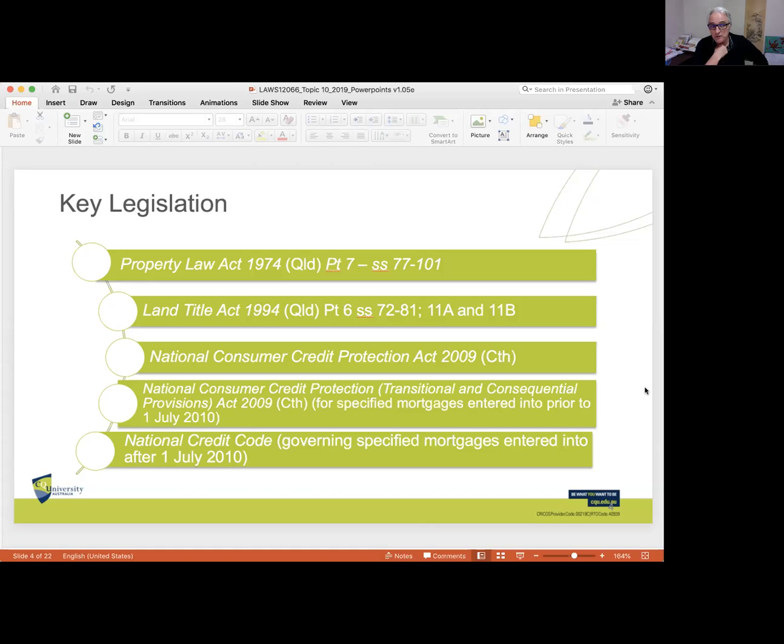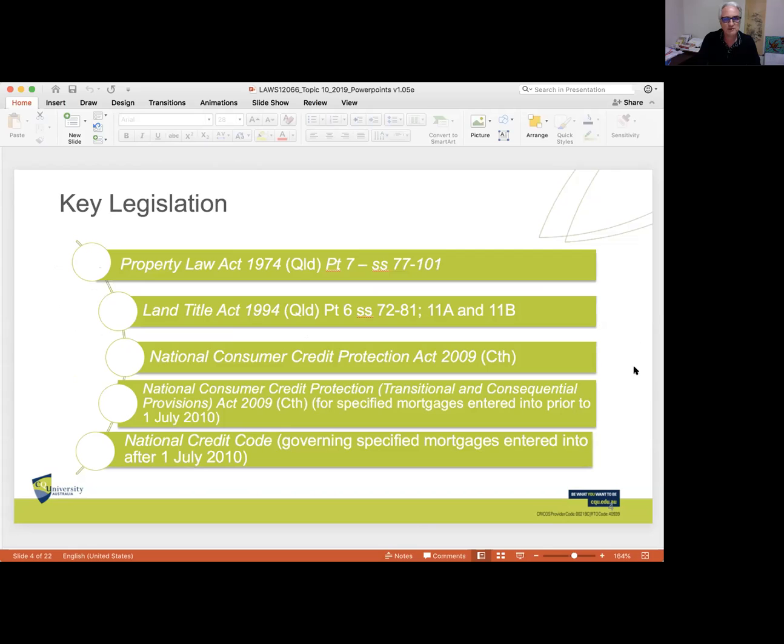The Land Title Act, as I've been saying, Part 6 is the relevant area for mortgages. We also refer to the National Consumer Credit Protection legislation, which is Commonwealth legislation. That legislation introduced some changes in relation to mortgages prior to 2010, and then the National Credit Code governs specified mortgages, mostly those transactions entered into by individuals for residential purchases after 2010. So there's layers of protection.